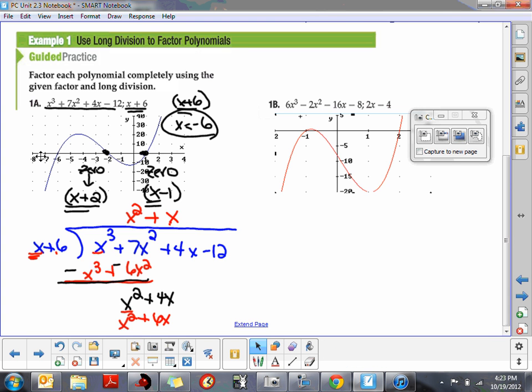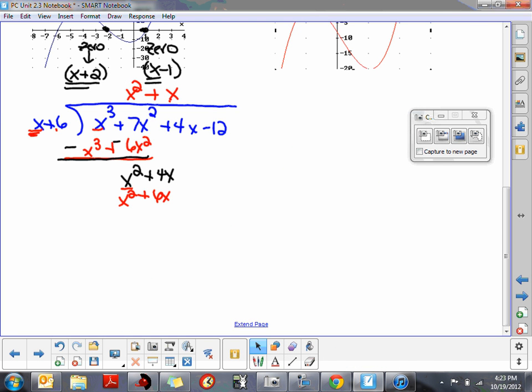Okay, so we just got done multiplying. So we're going to draw the line and change the sign so that instead of having to subtract, we're always going to add. So when we add, an x squared and a negative x squared is 0x squared. And 4x minus 6x is a negative 2x. After you get done adding or subtracting, however you want to think of it, you bring down your next number. In this case, it's a negative 12.